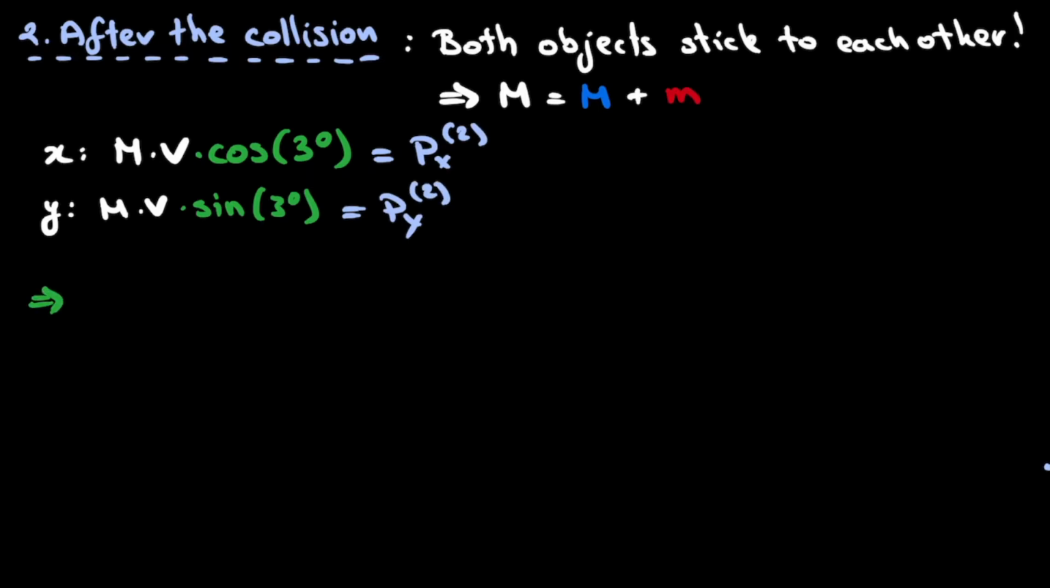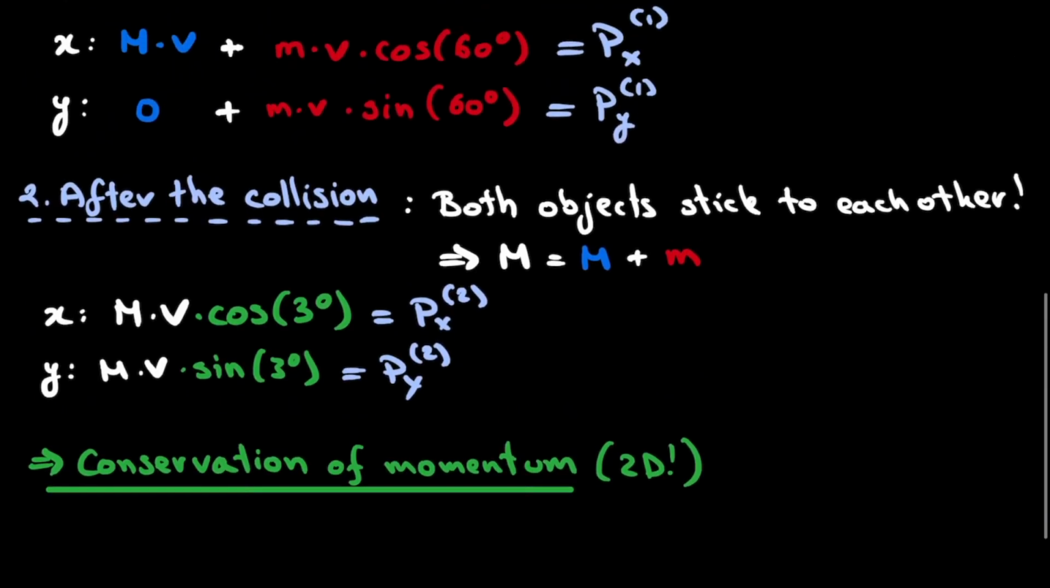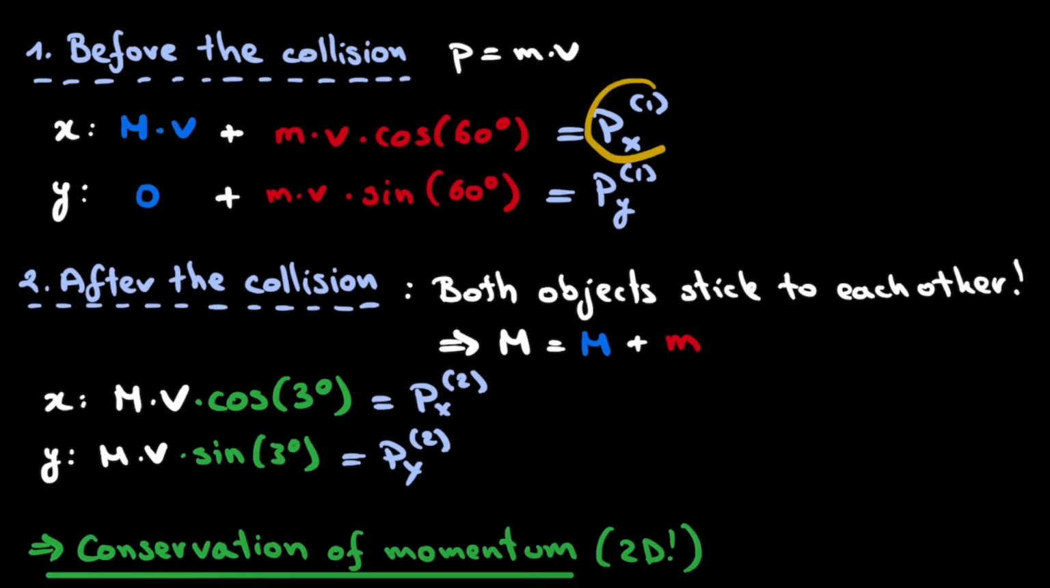And it is at this point that we can use conservation of momentum. Because we're working in 2 dimensions, we will get 2 equations of conservation of momentum. Namely, the first one is the total momentum in the x direction before the collision is equal to the total momentum in the x direction after the collision. And likewise, we have the total momentum in the y direction before the collision, which is equal to the total momentum in the y direction after the collision.